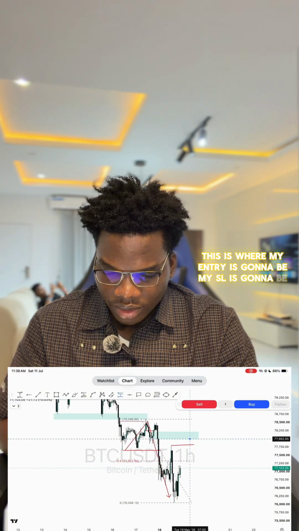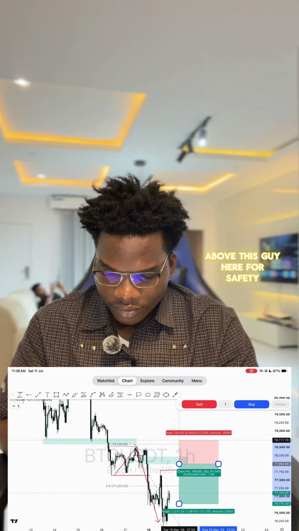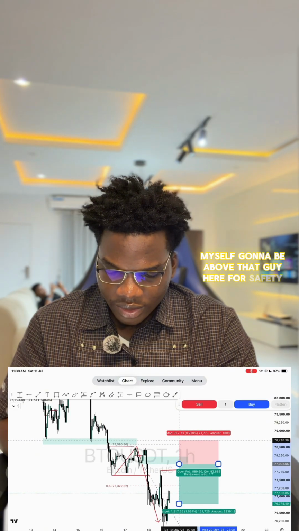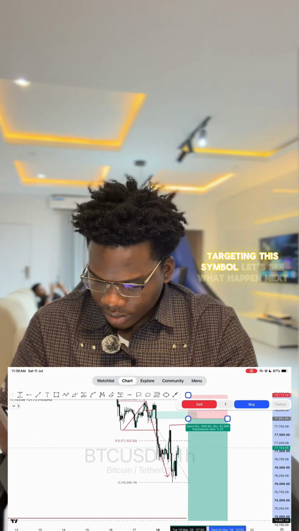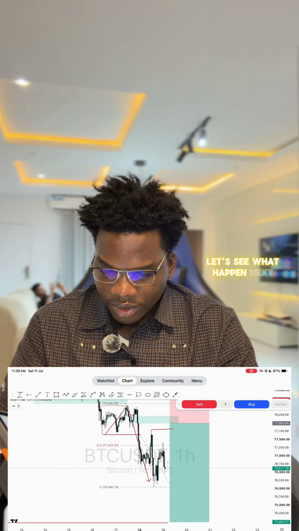My SL is going to be above this guy here for safety, targeting this same low. Let's see what happens next.